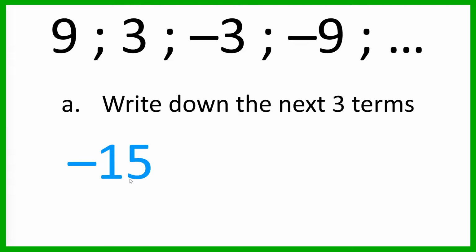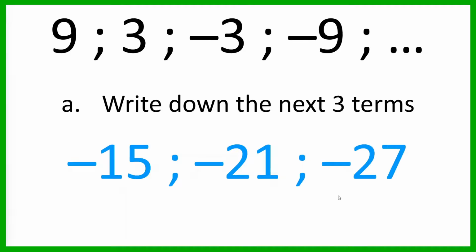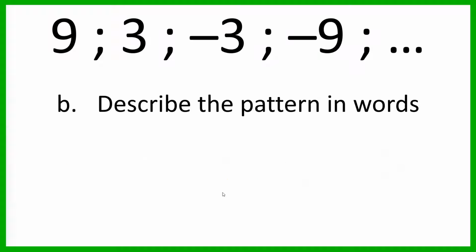Then from negative 15, I need to do the same thing again. So I need to subtract 6. That will give me negative 21. And then finally, from negative 21, I subtract 6 to get negative 27. Okay, so that's what the next 3 terms would look like for this particular pattern. Okay, the next question is we need to describe the pattern in words.